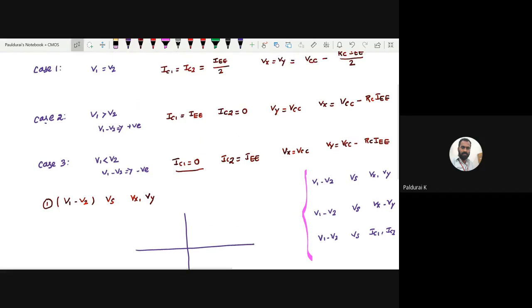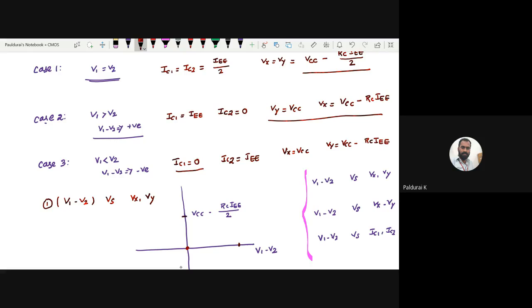Coming to case 1, if V1 equal to V2, then what will happen? V1 minus V2 is 0, right? So for 0, what is the voltage? It is VCC minus RC IE over 2 here, right? Then case 2, if V1 minus V2 is positive, let me mark here. At that time, what is happening? Vy equal to VCC, Vx equal to VCC minus RC IE.